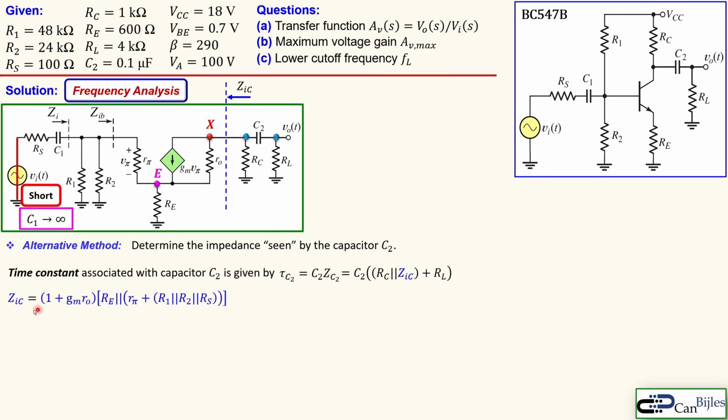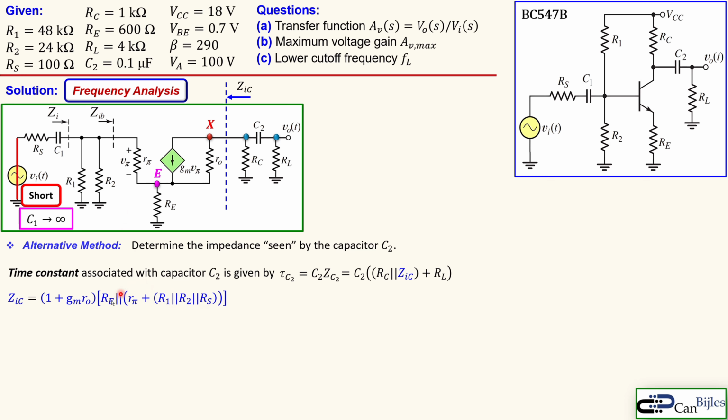So what is ZIC? Now, if you apply here a test voltage, you can then come up to this equation, and you see here the 1 plus the GM RO. So this GM will be multiplied by this RO, plus 1 times, there is then now an expression where you see the RE parallel with the branch here, which is then the R pi plus the parallel of these three resistors. You see R1, R2 and RS.